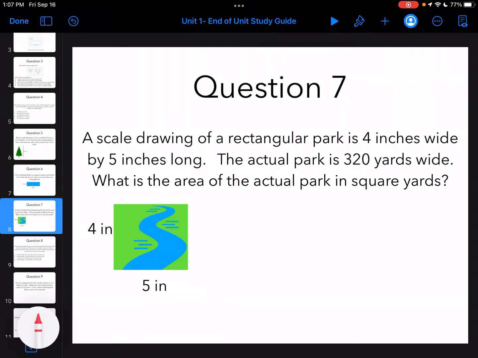A scale drawing of a rectangular park is 4 inches wide by 5 inches long. The actual park is 320 yards wide. What is the area of the actual park in square yards? Well, the first thing I have to do is convert my measurements. So I have to figure out what the scale factor is. So I know that I have wide here and wide here.